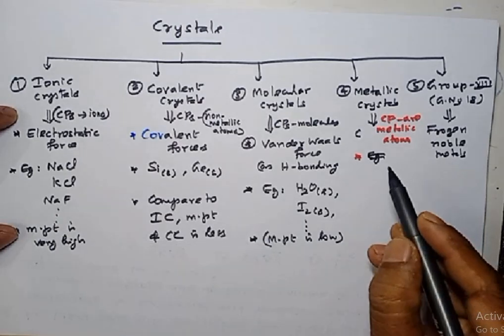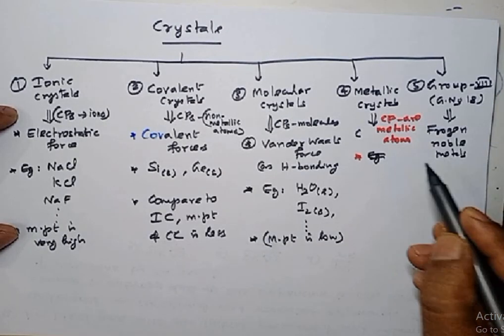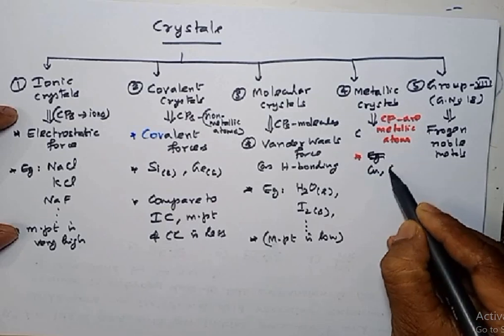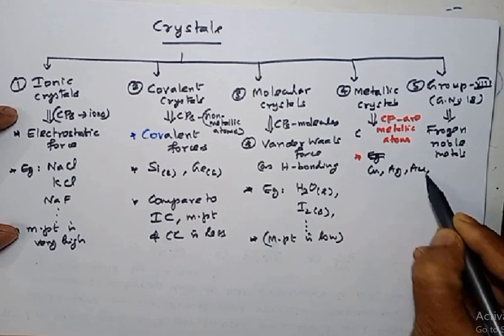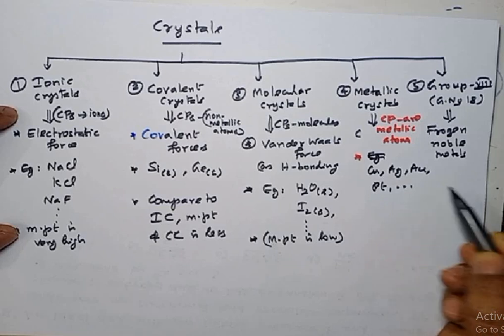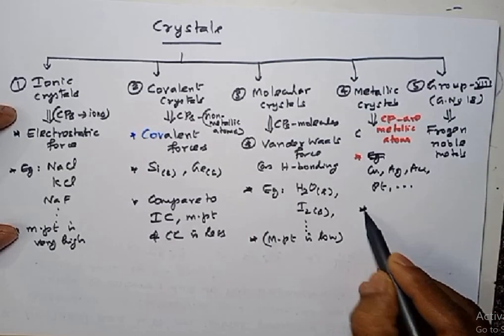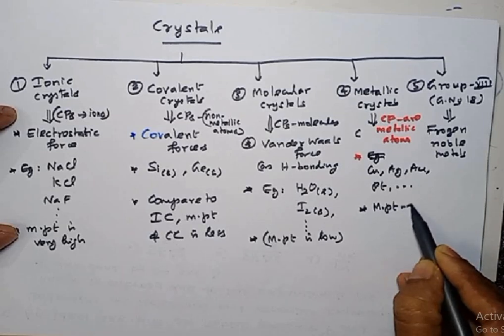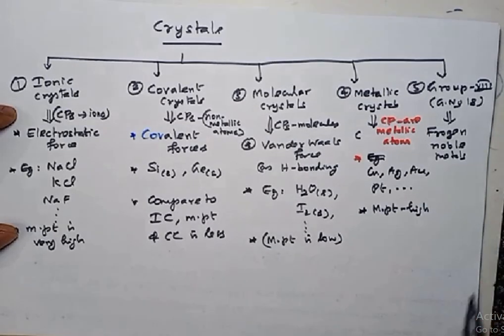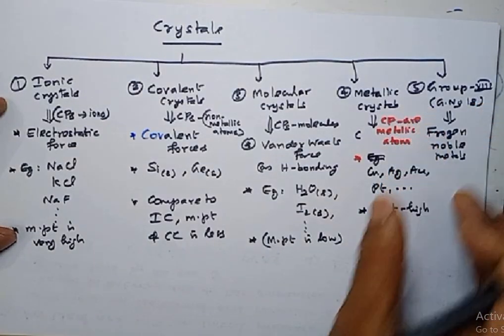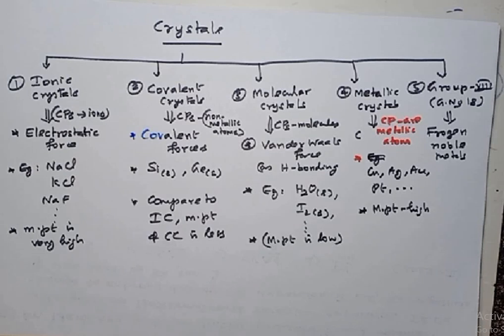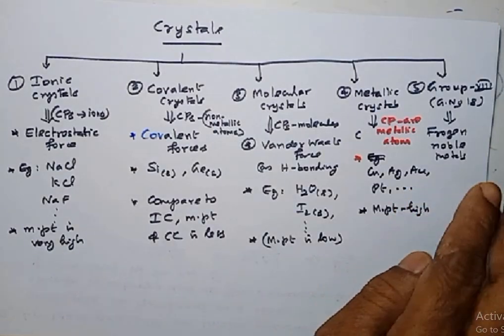Then in metallic crystals we have plenty of examples: copper, silver, gold, platinum. And they have quite a high melting point. We are going to discuss frozen noble metals at the end of this chapter, so right now keep this in mind.